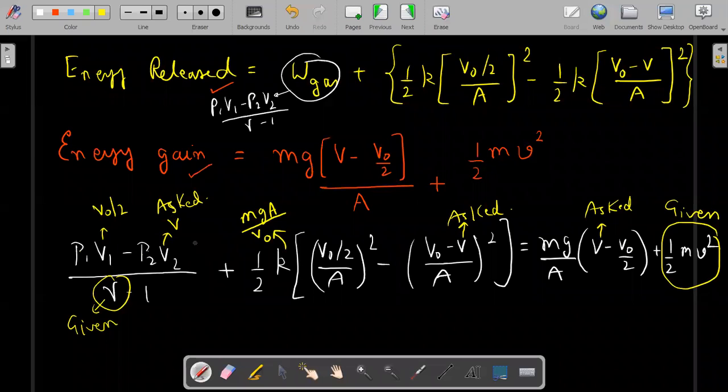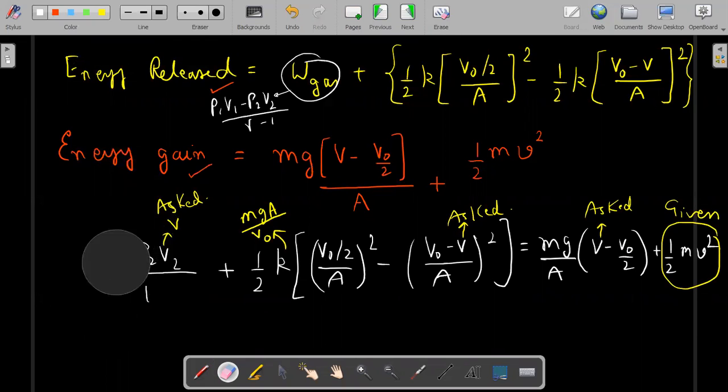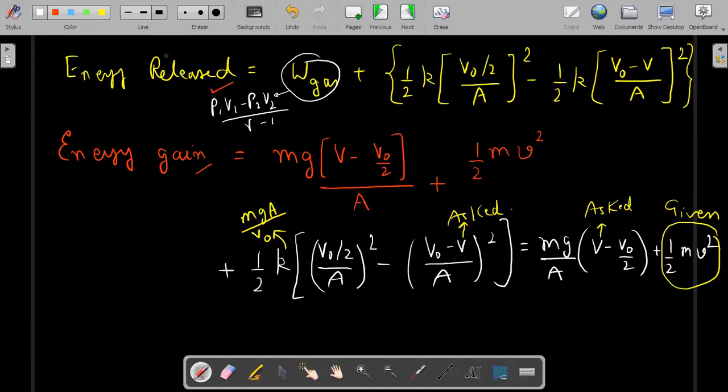Okay, students, so we are left with calculation of the work done by the gas, for which we need P1 and P2. But we can simplify it by a logical method now. How can you simplify this step? Ultimately, this portion is the work done by the spring. This is the work done by the gas. According to the laws of thermodynamics, this work done by the gas can also be written as the integral of P dV from the initial volume V naught by 2 to the final volume V.